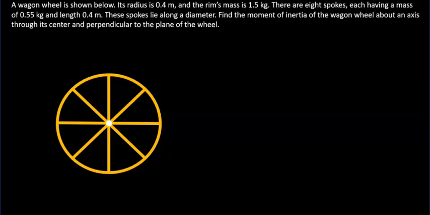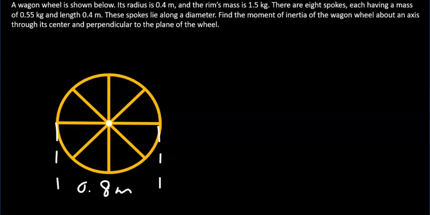Let's look at the following problem. A wagon wheel is shown below. Its radius is 0.4 meter. That means this distance, which is the diameter of that wheel, is 0.8 meter.